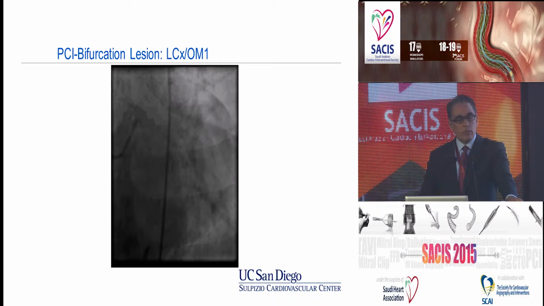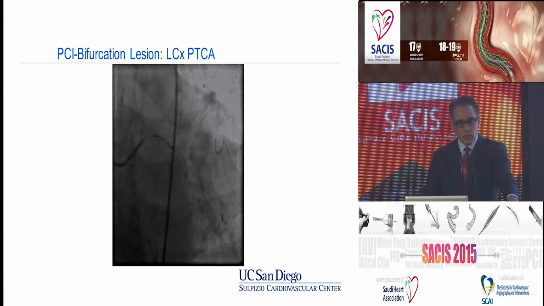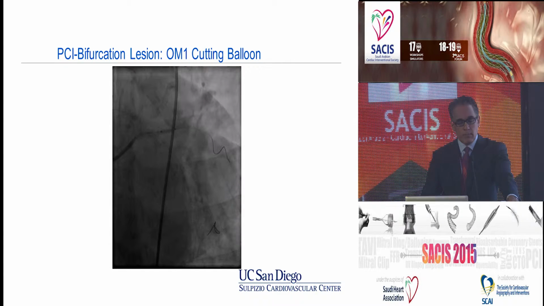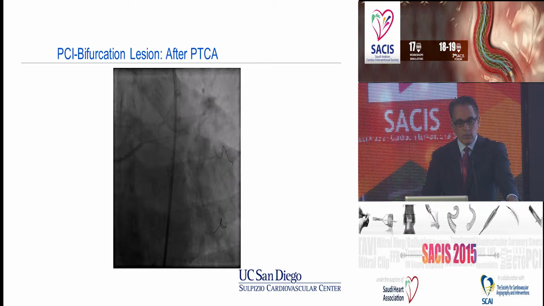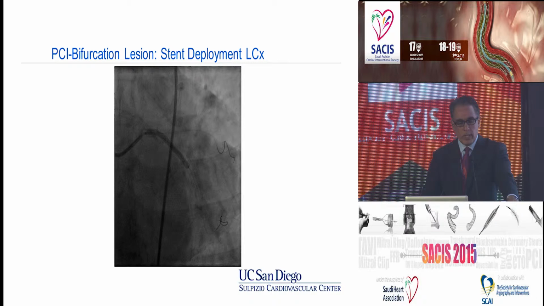And I'm also going to show you two cases. I'm going to start with one case, and this is the case I want everyone to be thinking of as I review the data. This is a circumflex obtuse marginal bifurcation lesion involving the ostium of the OM as well as the proximal and beyond the OM circumflex lesion. Both vessels were wired, balloon angioplasty of the circumflex, cutting balloon angioplasty of the OM. This is the result after the balloon angioplasty.